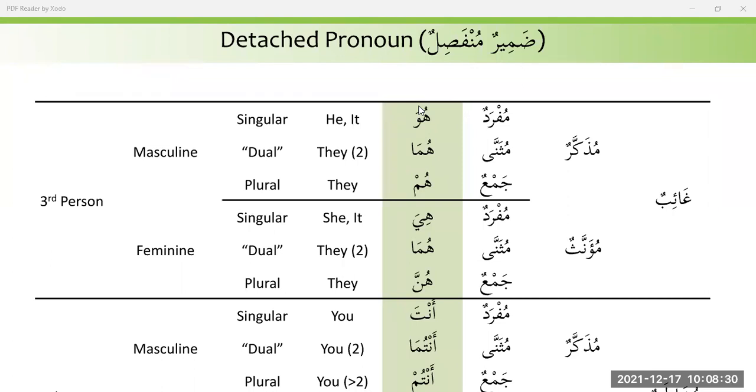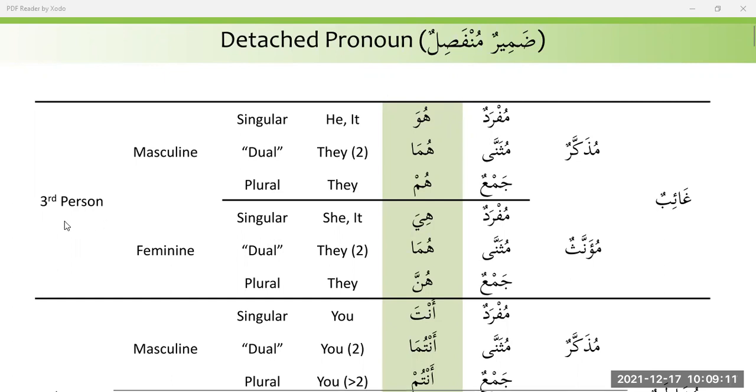Bismillah ar-Rahman ar-Rahim. Before we learn the attached pronoun, we look at the detached pronouns. Damir munfassil. We call it damir munfassilun. Detached pronouns, we call them separate pronouns also. We call them separate pronouns because they don't attach with anything. We will write them always separate. So because of it, we call them separate pronouns.